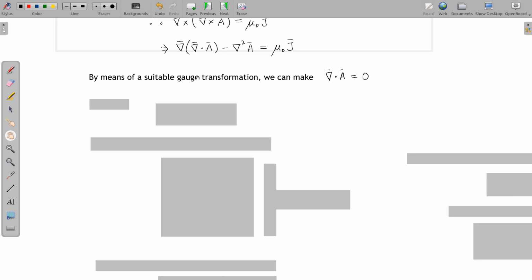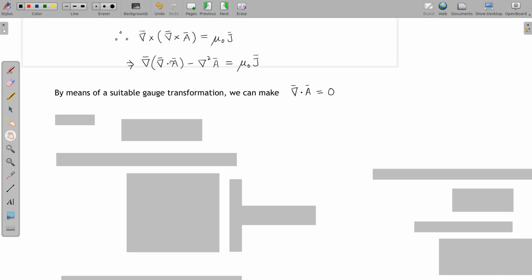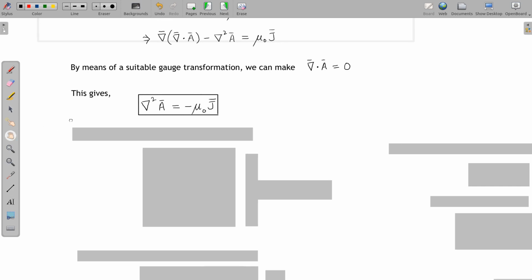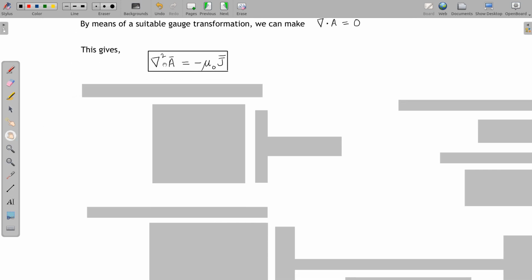Okay, so we can have a gauge transformation which will ensure that the divergence of the magnetic vector potential is 0. If the divergence becomes 0, then this first term becomes 0, and as a result this expression becomes very simple. This gives us that the Laplacian of the magnetic vector potential is equal to minus mu naught J. This minus comes from this side here. Okay, so now this is a Laplacian of a vector.